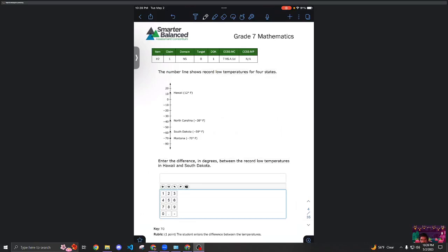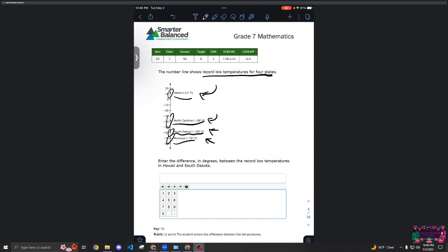All right, so this one says the number line shows record low temperatures for 4 states. And right here in the bottom, we can see the temperature of 4 different states kind of mapped out. So Hawaii is set at 12 degrees, so it's at the 12 degree mark. North Carolina is at negative 38, so it's down here at the negative 38 mark. South Dakota is down here at the negative 58 mark. And then Montana is also here in the very bottom at negative 70 degrees.